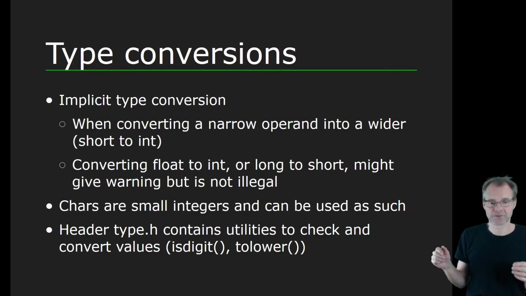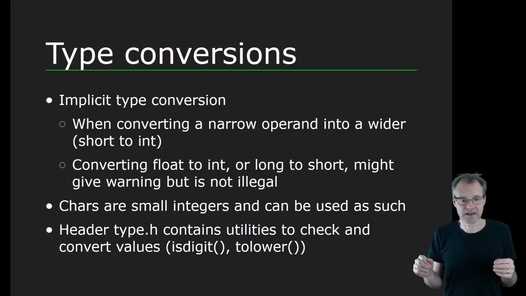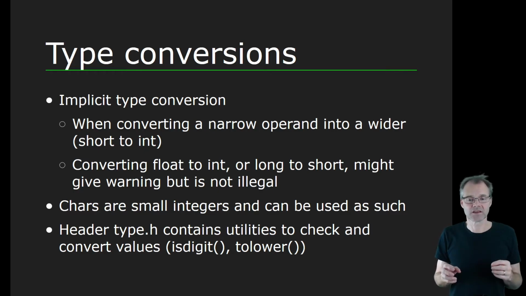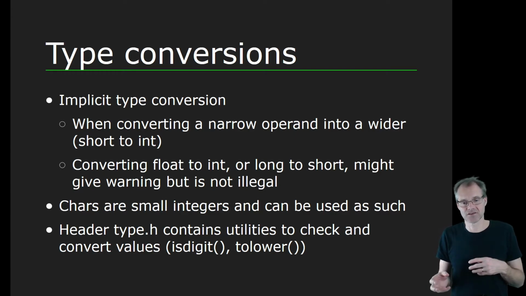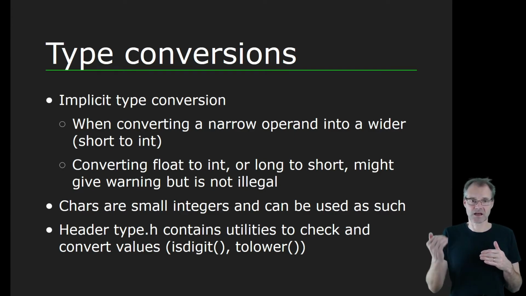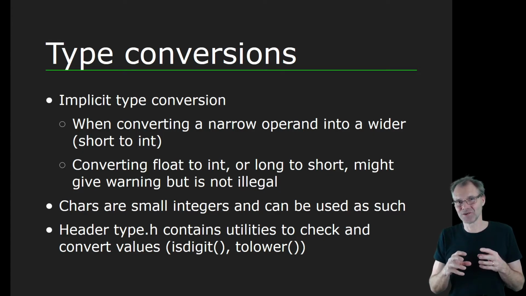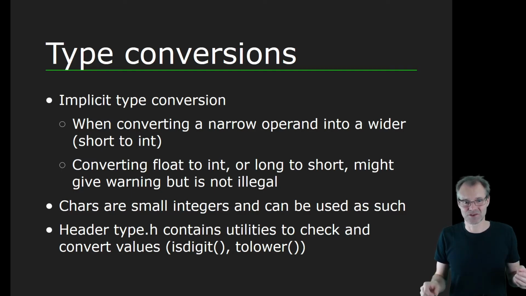The ctype header file contains different utilities that you can use to check and convert between values. You can check if it's a digit, you can modify it so it's to lower or higher, so you can check the content of a value and then adapt appropriately.